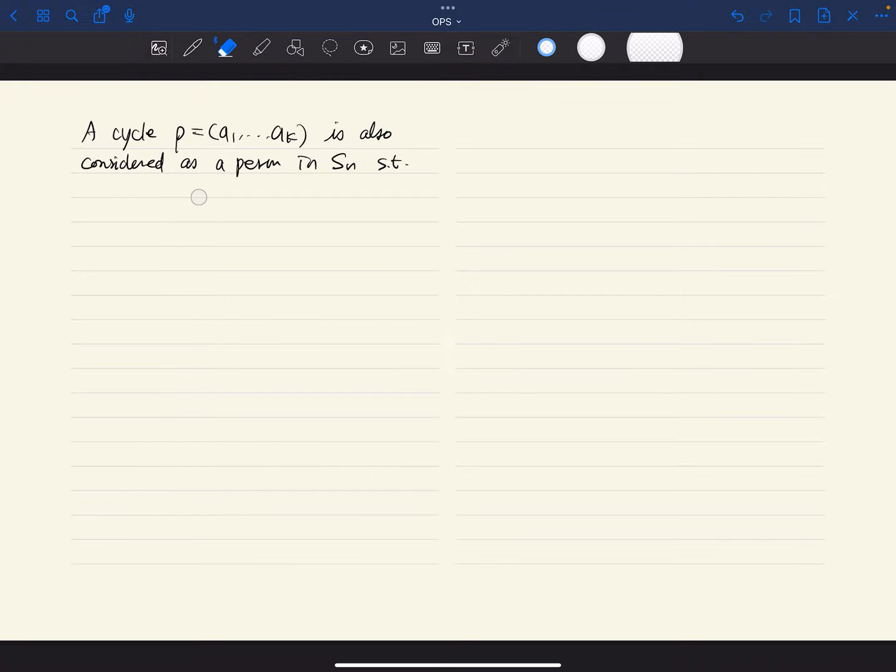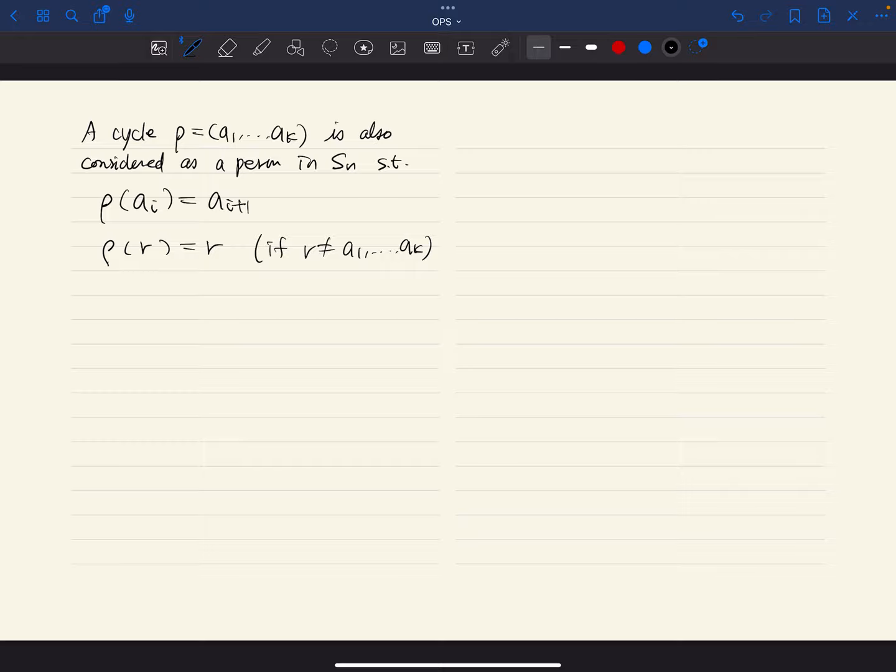Okay, let me write this way. Rho of ai equals ai plus 1, and rho of r equals r if r is different from all of these elements. And here of course I mean that ak plus 1 is a1. So it's a map from n to n. It's a bijection, so you can think of this as a permutation. So when I say a cycle, it would mean either this or a cycle of a specific permutation, but the meaning must be clear from the context.